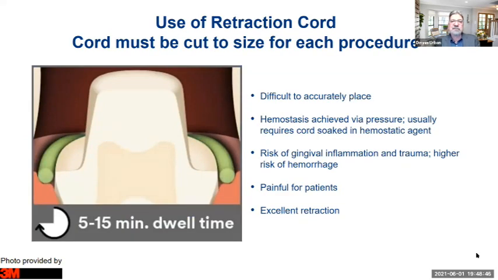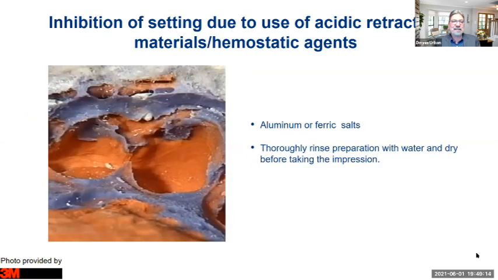So with the use of the retraction cord, the cord must be cut to the size for each procedure. And sometimes it's difficult to accurately place, and hemostasis is achieved by pressure, and usually requires the cord soaked in a hemostatic agent. And there's a risk of gingival inflammation and trauma, and a higher risk of hemorrhage. And it's sometimes painful for patients, but it has excellent retraction. So sometimes you have to put up with the negatives to get the positive on this type of procedure.